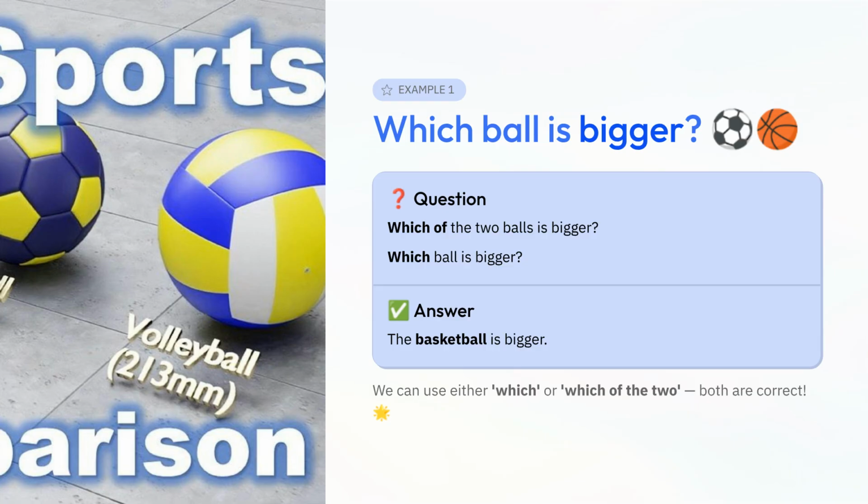Here is example 1. To ask about a basketball and a volleyball, the question is, which of the two balls is bigger? Or simply, which ball is bigger? The answer is, the basketball is bigger. We can use either which or which of the two because both are completely correct.